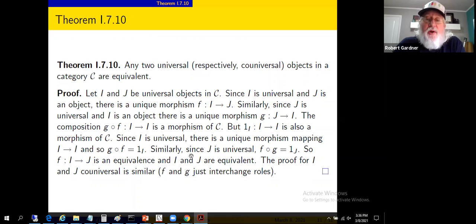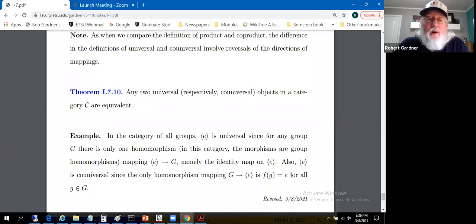Take that same argument, basically interchange the roles of I and J, and you'll get F composed with G equals the morphism 1 sub J. Take this composition equals 1 sub I. This composition in the other order gives 1 sub J, and that's what equivalence is. Therefore, I and J are equivalent. You want to do co-universal, it's quite similar. Interchange the roles maybe of F and G, the mappings going in the other directions as needed for the co-universal idea. So universal objects in a category are equivalent. Co-universal objects in a category are equivalent.